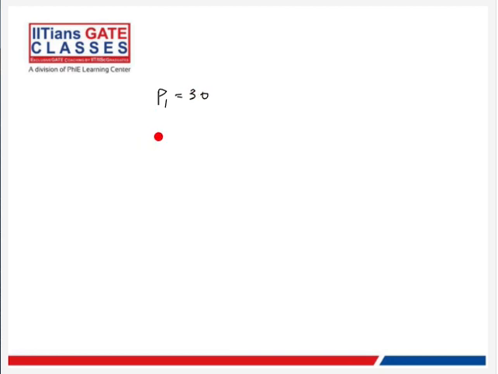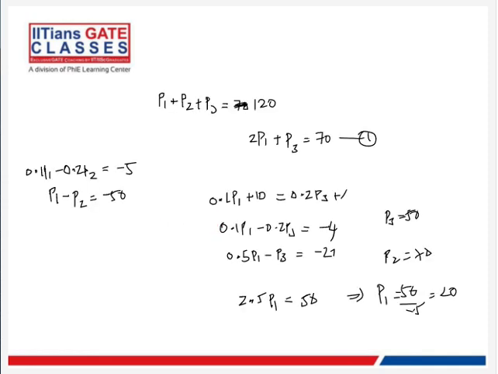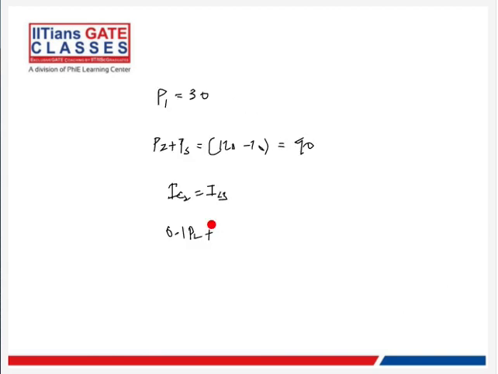So now what is the condition? P1 is 30. So P2 plus P3 has to supply how much? 120 minus 30. So that will be 90. And what is the condition? IC2 will be equal to IC3, right? So you will get this as 0.1 P2 plus 5 is equal to 0.2 P3 plus 6, right? So if you rearrange this, you will get 0.1 P2 minus 0.2 P3 is equal to 1. So I can multiply both sides by 5. So you will get 0.5 P2 minus P3 is equal to 5.